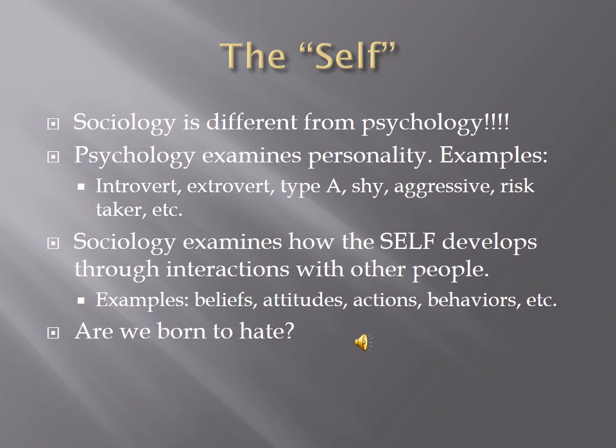Think about how our beliefs come about. Remember, we talked about agents of socialization. Your family really shapes your beliefs and your attitudes, and your behaviors and actions are based on those beliefs and attitudes. So you can see how your self develops because of the effect of other people. One of those things to think about is, are we really born to hate, or is it learned? Are we taught to be prejudiced? Are we taught to have biases against other people? Or sometimes we have lived experiences that make us dislike a particular person or a group of people. This is how the self develops, quite different from personality characteristics. So don't get the two confused.